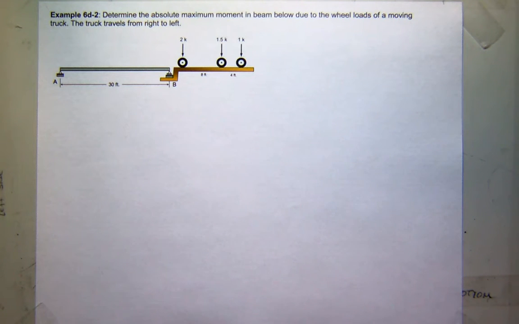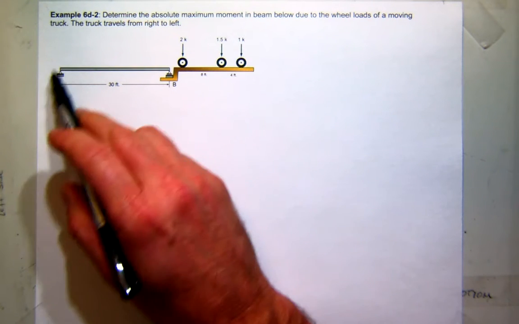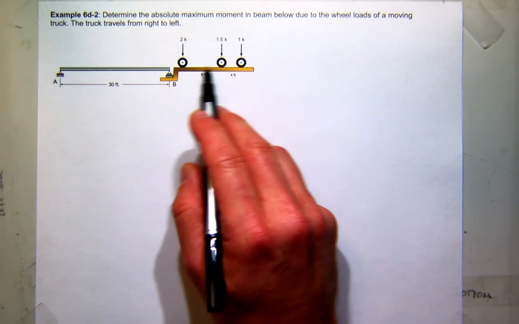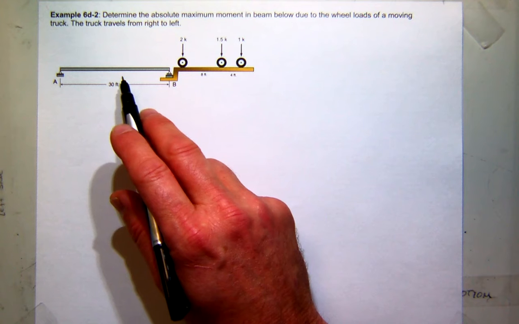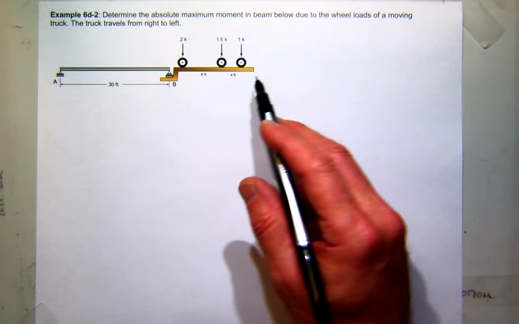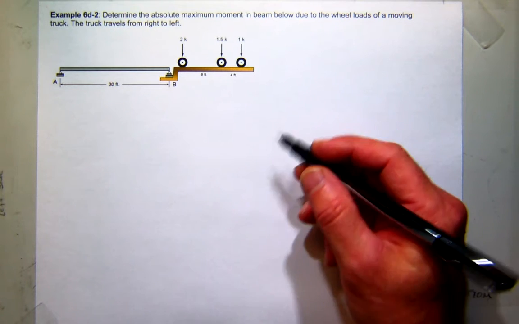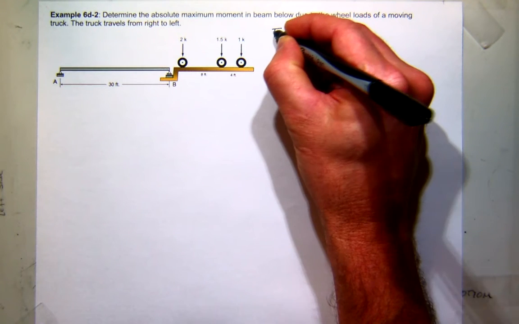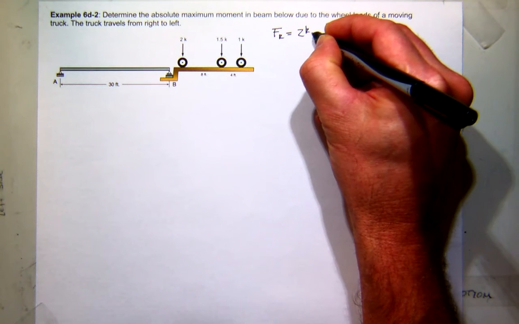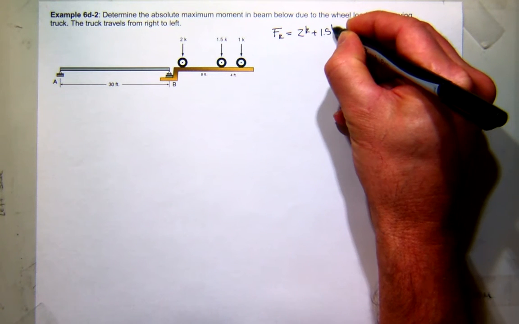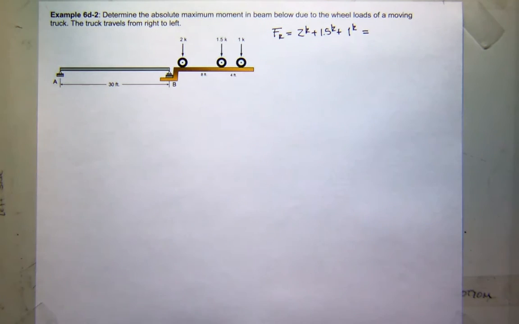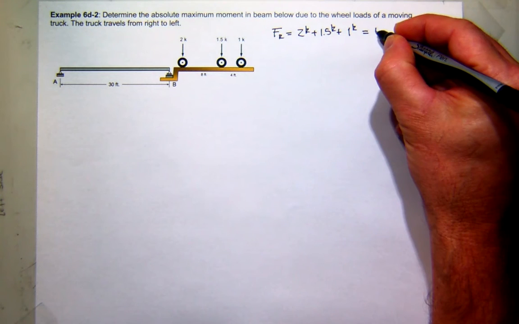So we have another one of these absolute maximum moment problems. It's the same beam as before, except we have again another odd vehicle that seems to be backing up onto the structure. So what's the first step that we have to do? Find the resultant force. So my resultant force will be the sum of these things. So it's just 2 kips plus 1.5 kips plus 1 kip. Let's see, that's 4.5 kips.